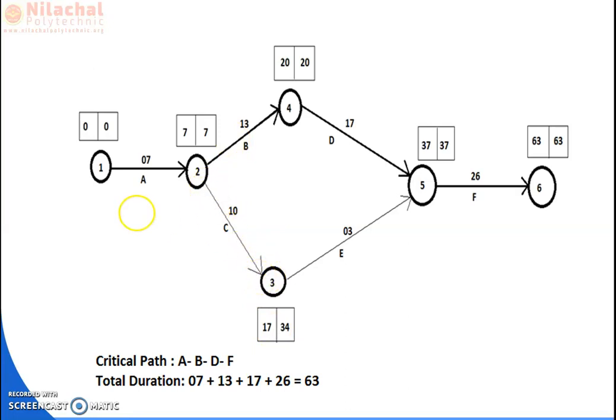The critical activities are suggested by a thick arrow. This is a thick arrow. Then what is the critical path? Critical path means we have to see the sequence of critical activities in which the project duration lies.